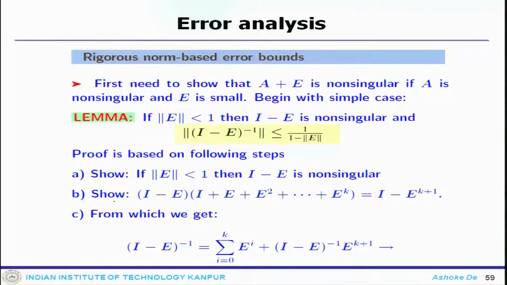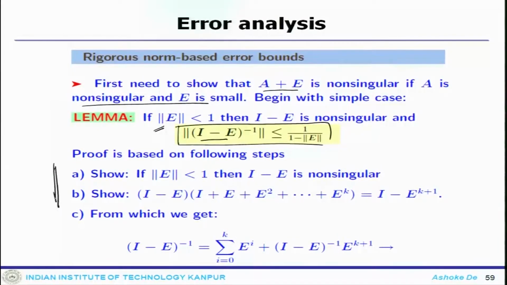Now, if you look at a more detailed error bound, one needs to see what happens to A plus E when A is non-singular and E is small. We can take a simple case as a lemma: if the norm of E is less than 1, then I minus E is non-singular, and it satisfies that the norm of the inverse of I minus E is less than or equal to 1 over 1 minus the norm of E.